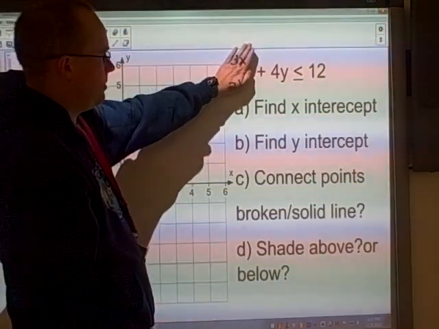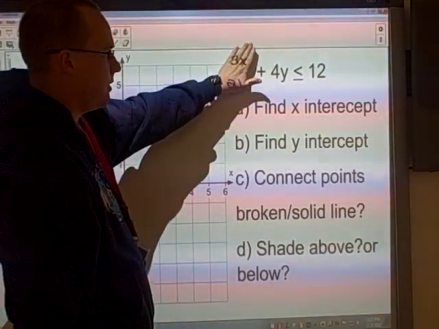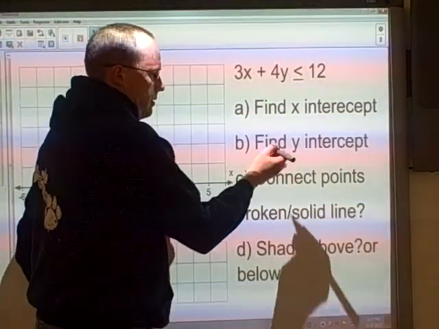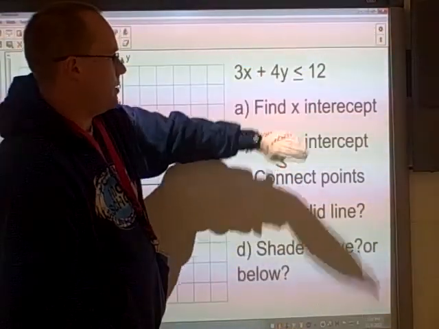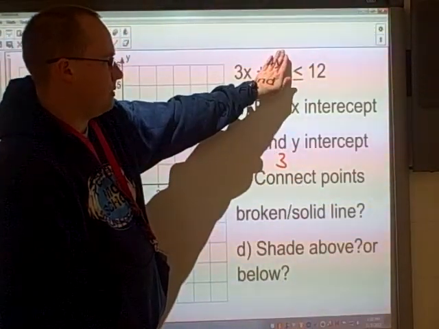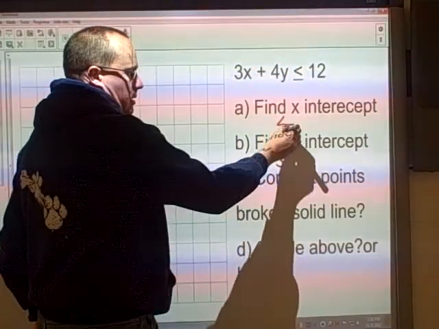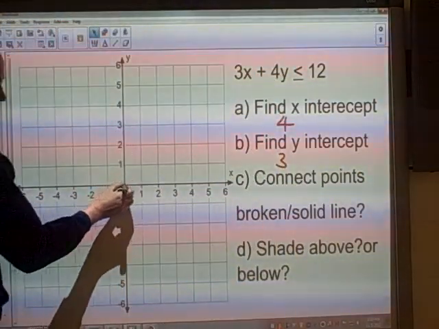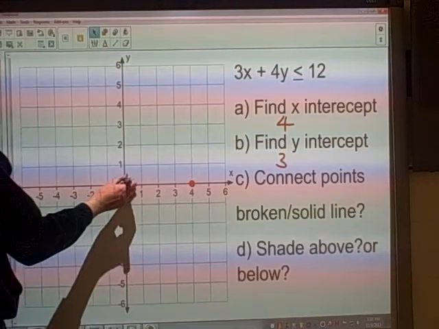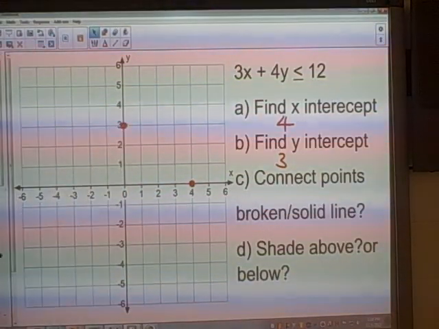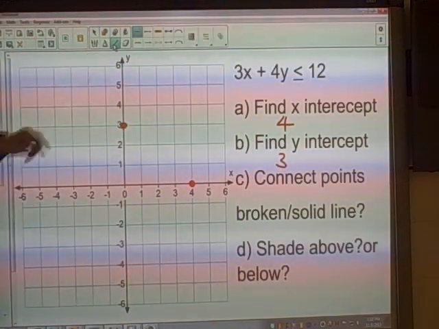Now if we move on, 3x plus 4y is 12, same idea. Set x equal to 0, 4y equals 12, so y would equal 3. Then we cover the y up, so y is 0, so 3x equals 12, x would equal 4. Plot those 2 points, 4 for my x-intercept, 3 for my y-intercept, and then we're just going to join these up with a line.